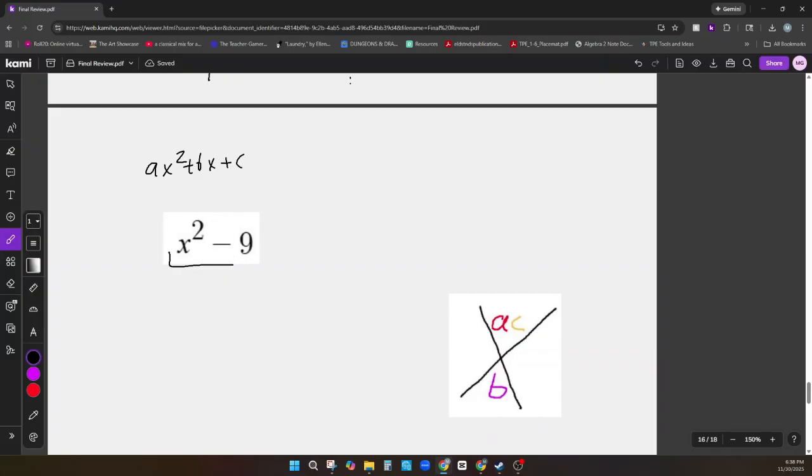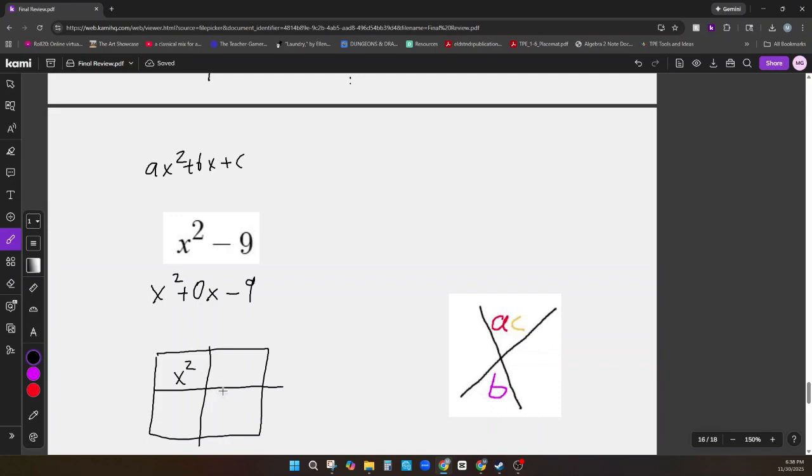So whenever you have a binomial, whenever you just have two terms instead of three, what I want you to try is to put a middle term of 0. Test 0 as your middle term. So x squared plus 0x minus 9. Try your box method and see if you're able to make that work.